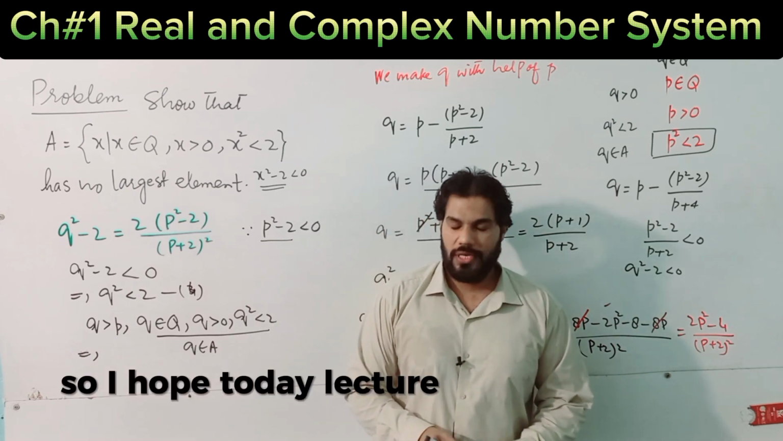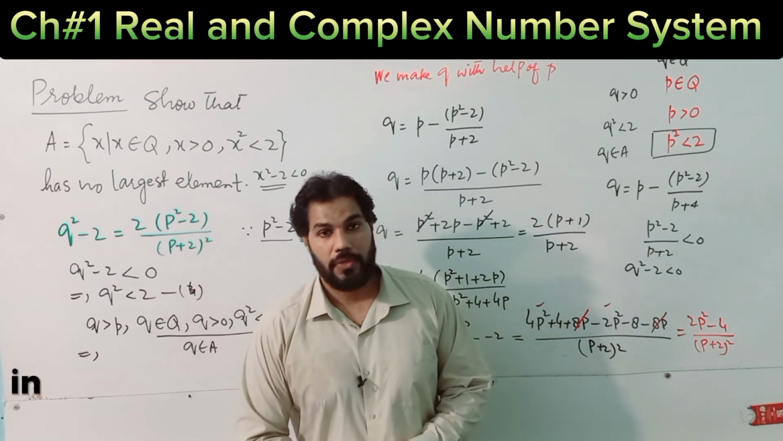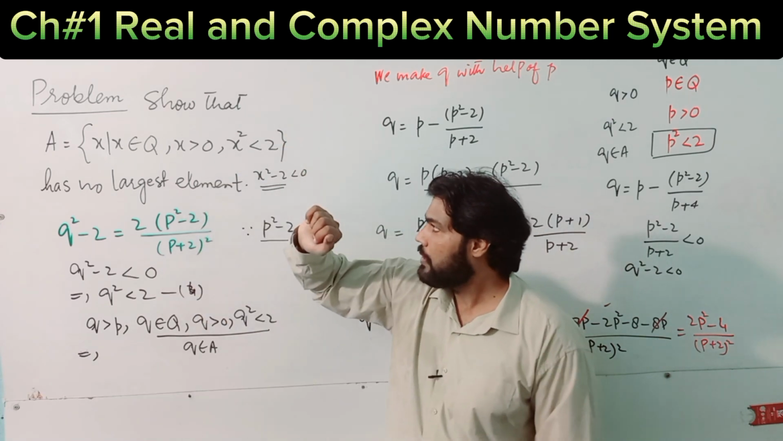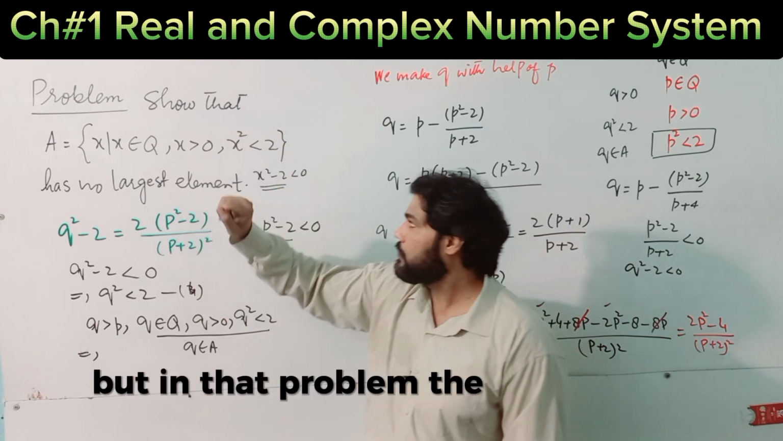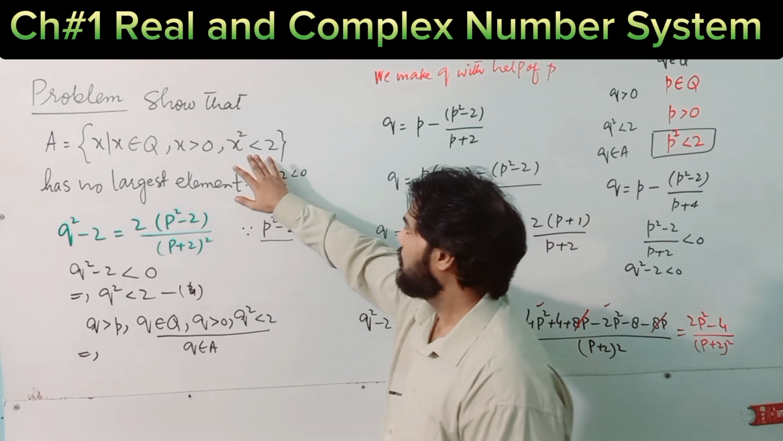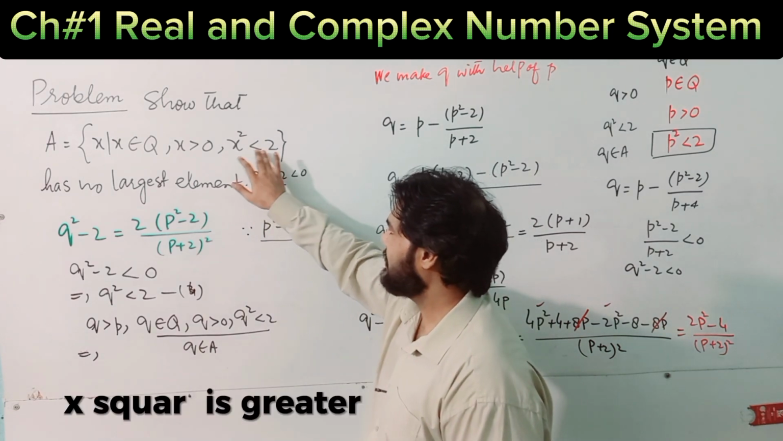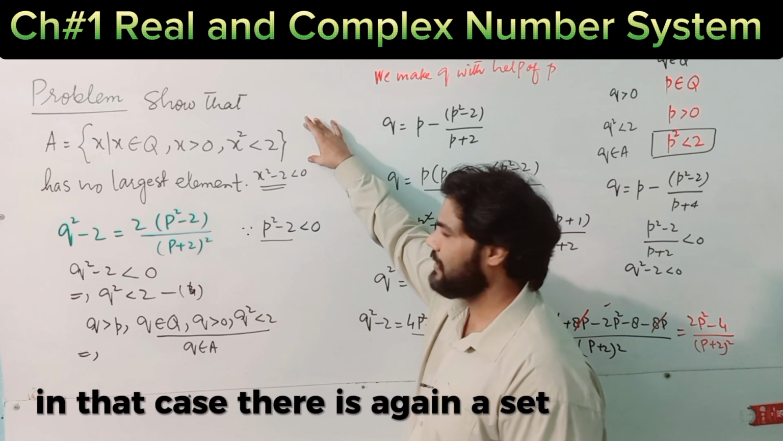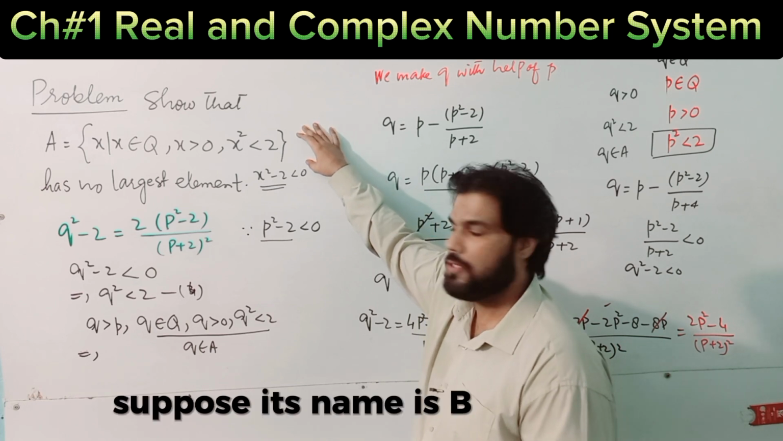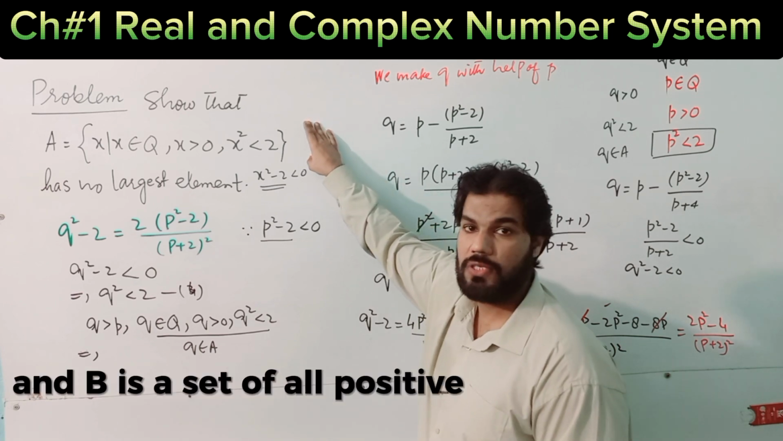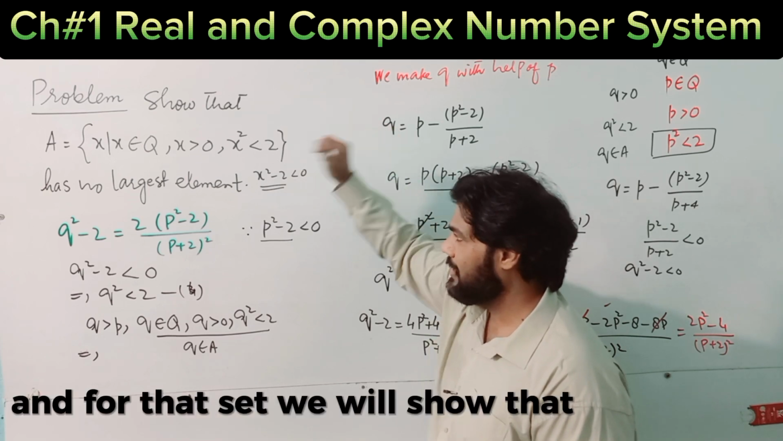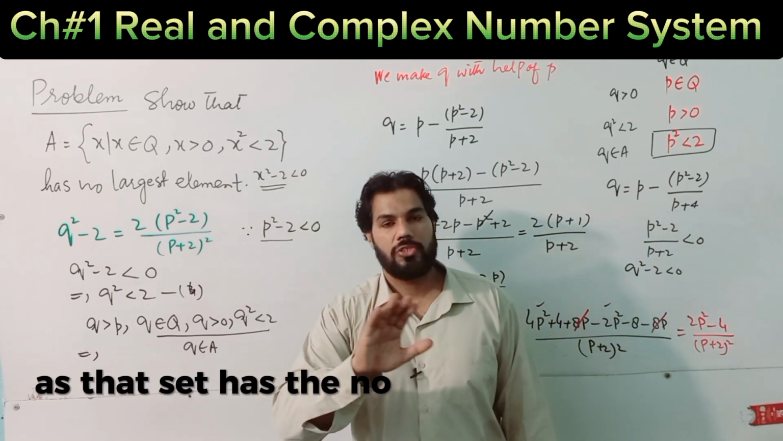So I hope today's lecture was helpful for you. In the next lecture, we will discuss the same problem, but the difference is only that x square is greater than 2. In that case, there is again a set. Suppose its name is B, and B is a set of all positive rational numbers whose square is greater than 2. And for that set, we will show that it has no smallest element.